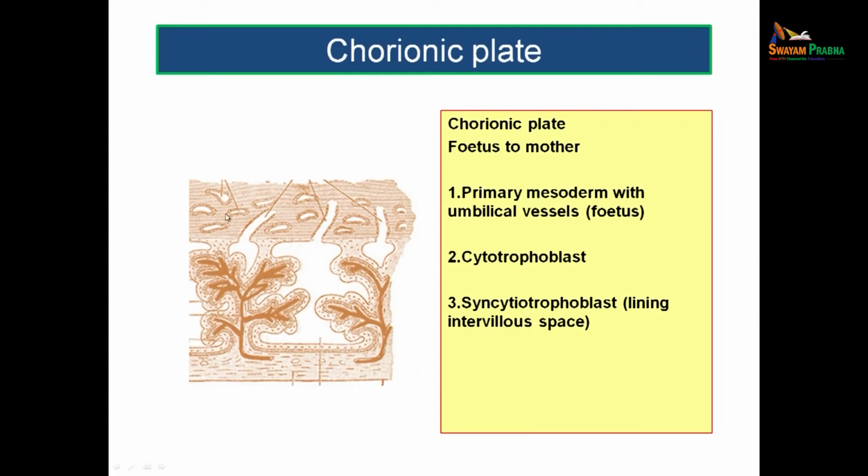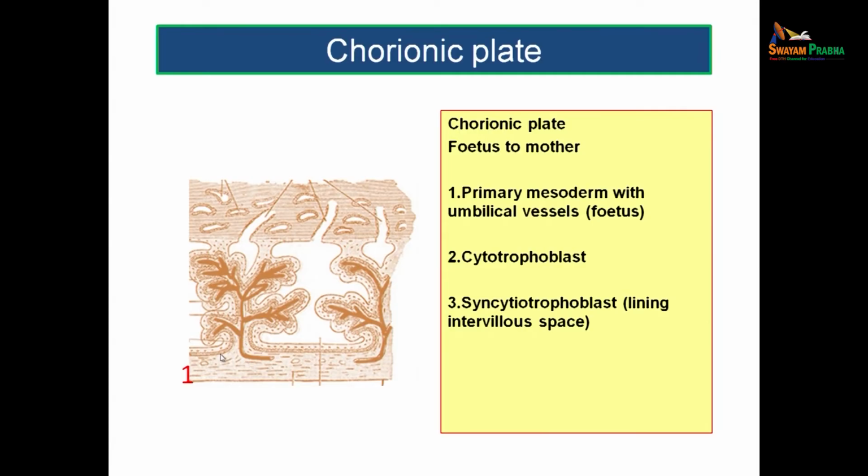Fetus to mother, this is actually a cut section of the placenta. You can see this is the chorionic plate and this is the basal plate. So, this is the fetal side and this is the maternal side. If you look from here towards the mother, this is the primary mesoderm and you can see the umbilical blood vessels here. Okay, the primary mesoderm with the umbilical blood vessels.